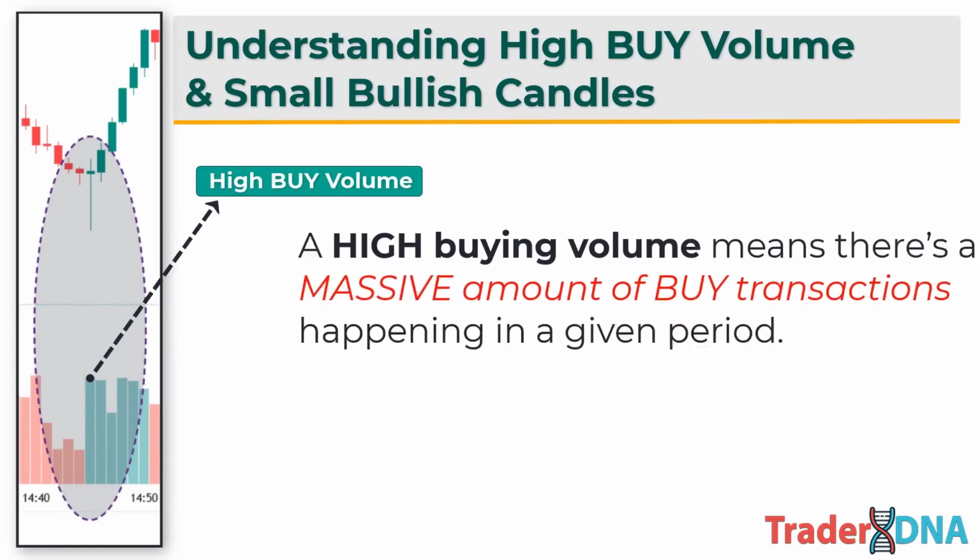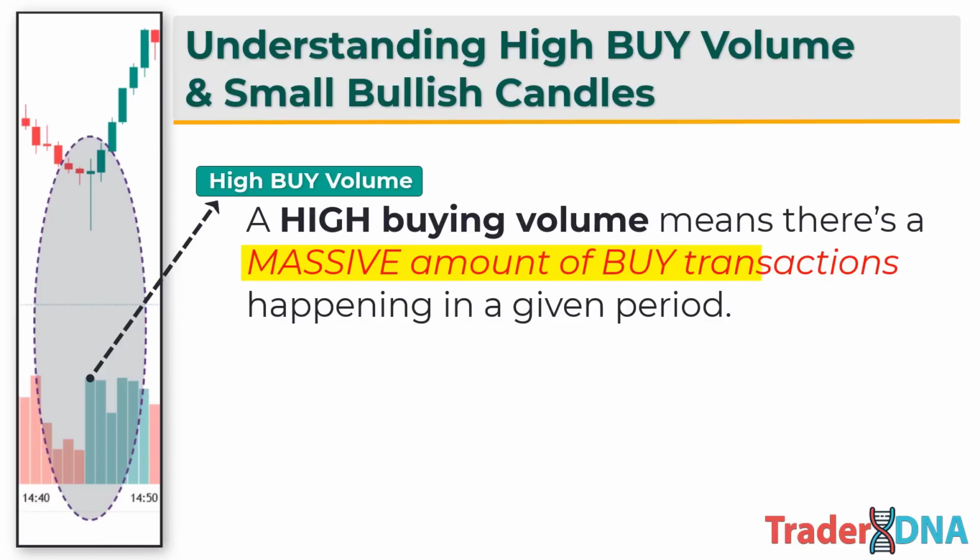A high buying volume means there's a massive amount of buy transactions happening in a given period. It signals strong interest from traders and investors who are eager to buy. Implication. Normally, when we see a high volume, we expect that price movements, whether up or down, are backed by serious market participation. So in theory, if we see high buy volume, it should mean a strong uptrend is forming. But wait, there's a catch.